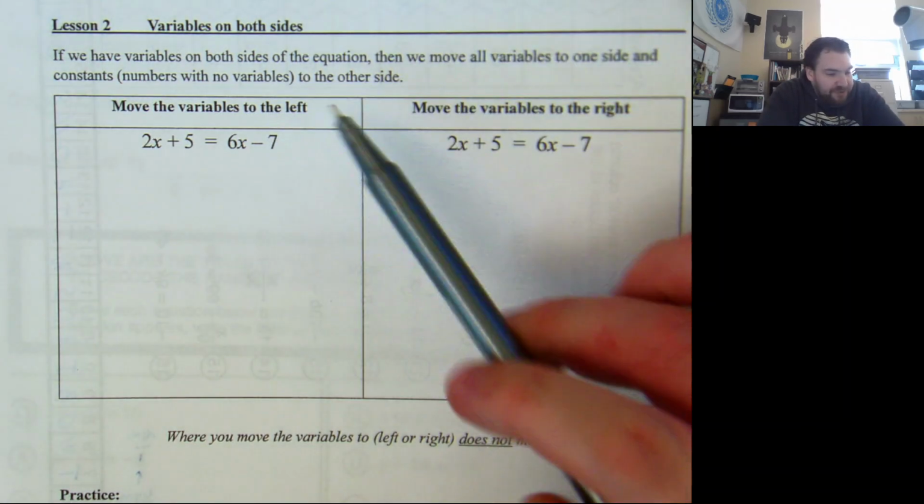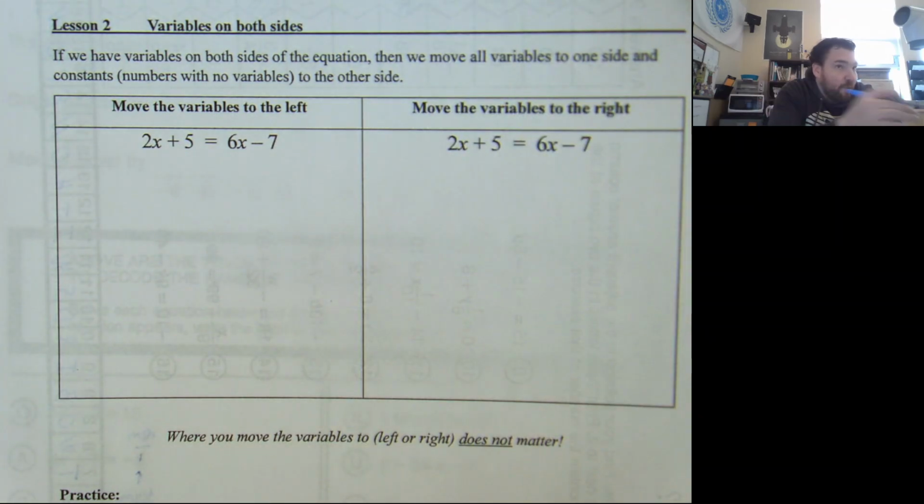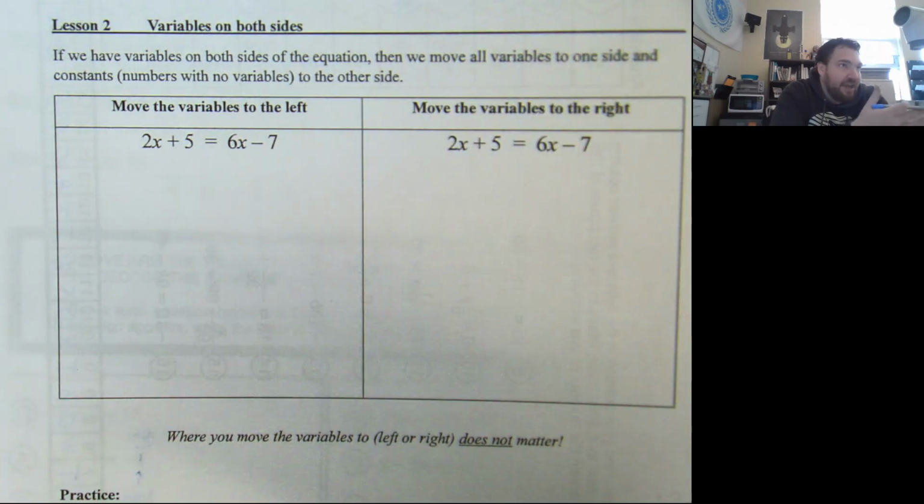So if we have variables on both sides of the equation, what we're going to do is, just like we tried before, move things over to one side to get them all away from the variables. The only thing that we're going to add here is we move all the variables to one side, and then we try to move all of the numbers to the other side. So just this one little added step.